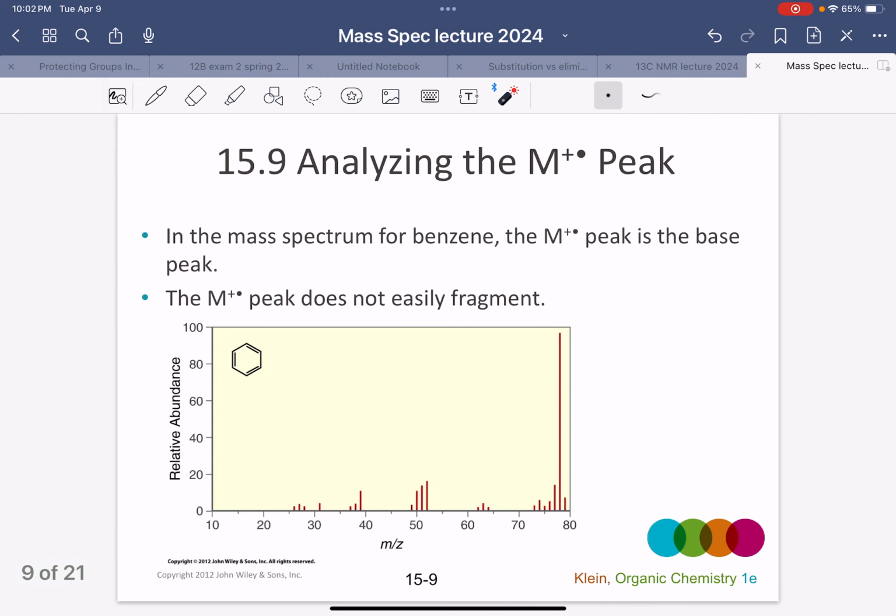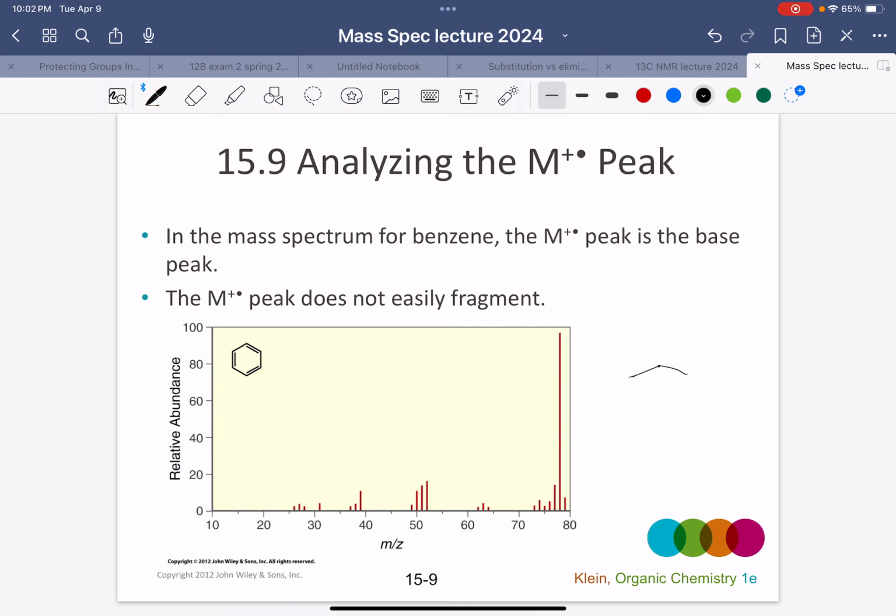organic compounds. So let's revisit a spectrum. And here we have benzene. In the mass spectrum for benzene, the M plus peak is the base peak. And that's because benzene is pretty stable. We knock one electron out, it's still going to be there. I could go ahead and draw that for you here.